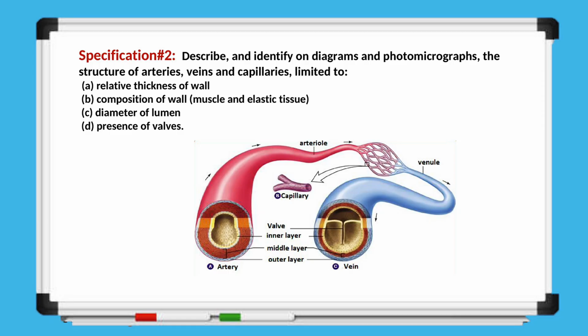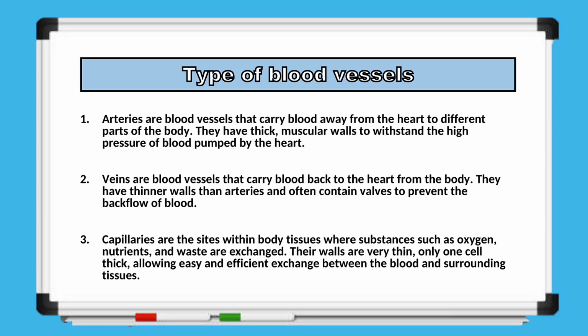To do this, we need to understand the differences between arterioles, venules, capillaries, arteries, and veins, as well as structural features such as the inner layer, middle layer, outer layer, and valves. By comparing these, we can clearly see how each type of vessel is built and how it functions within the circulatory system. Blood vessels in the body can be classified into 3 main types.